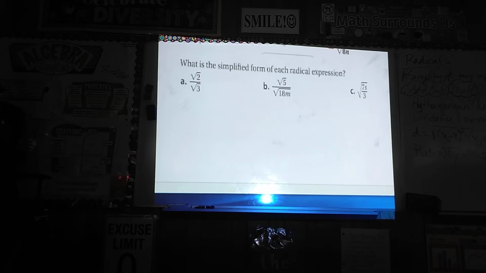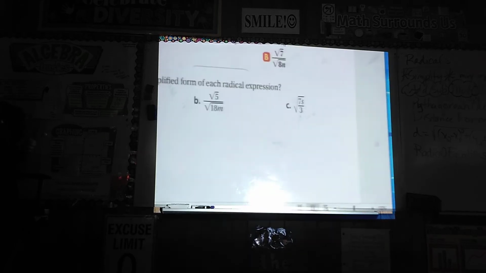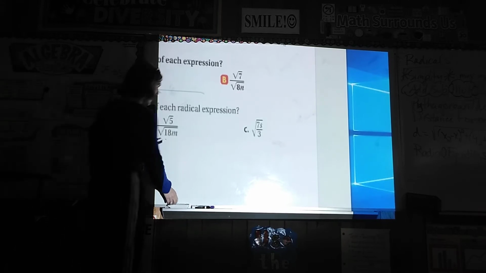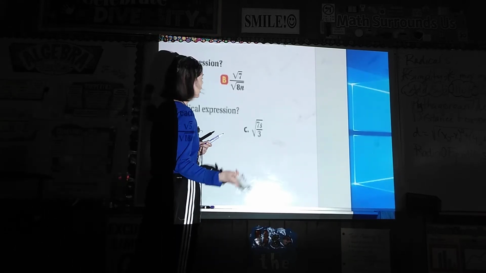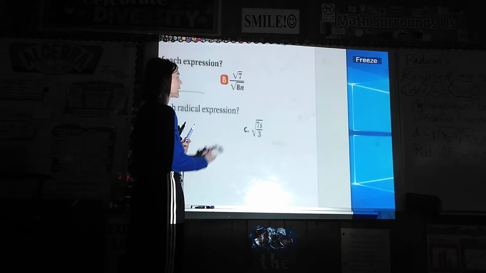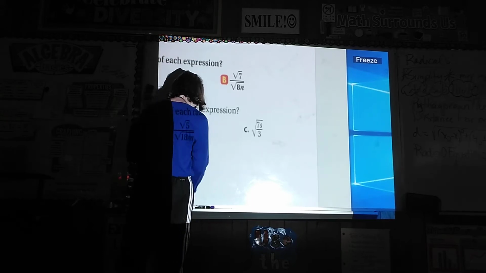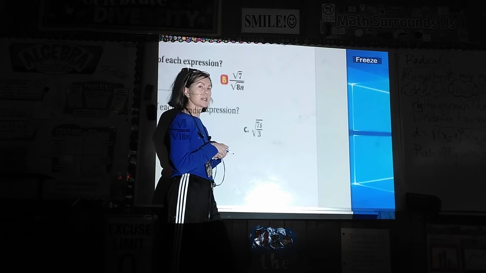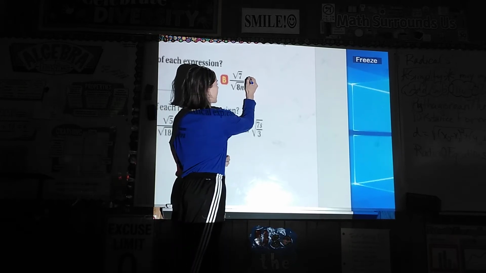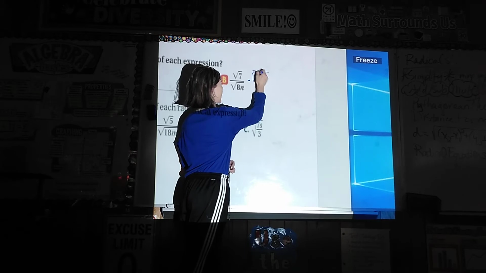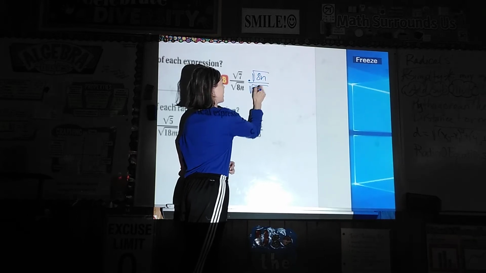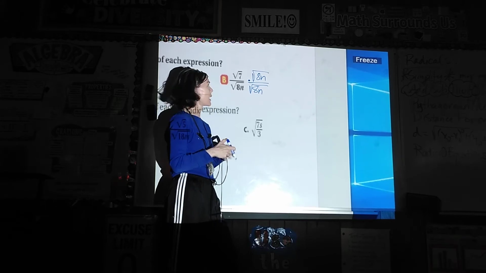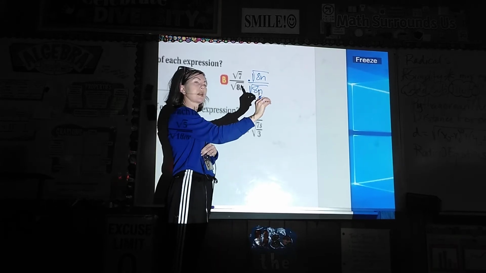Radical 7 divided by radical 8n. Okay, so we have a radical in the denominator. We cannot have a radical in the denominator, so we have to rationalize it. How do we do that? By multiplying both the numerator and the denominator by the radical that is in the denominator. Okay, so now you just multiply straight across.